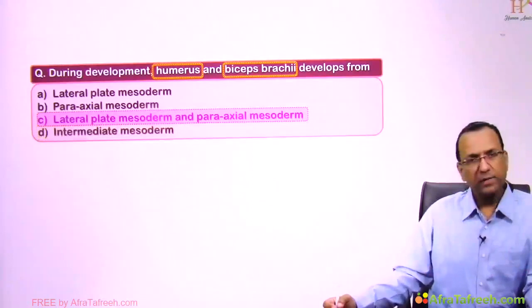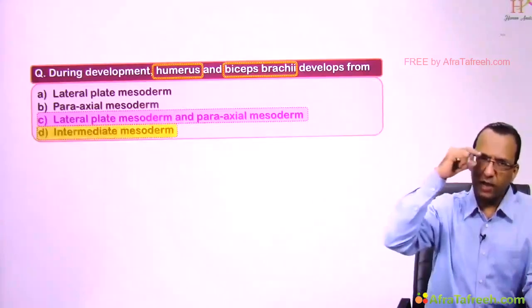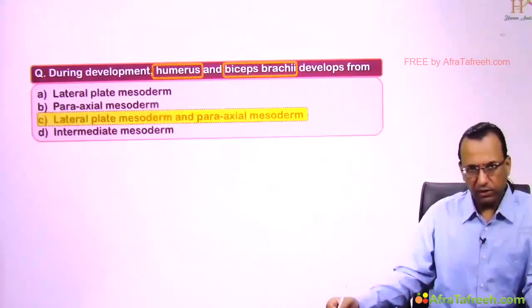What about the intermediate mesoderm? Intermediate mesoderm is forming the major portion of the genitourinary system, kidney, testis and ovaries. So we'll keep this answer. Yes, you have to keep that answer there.